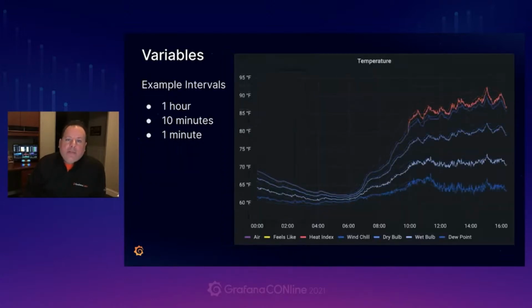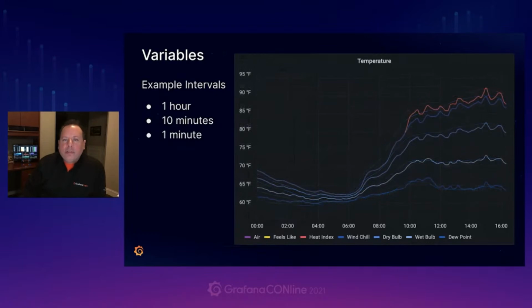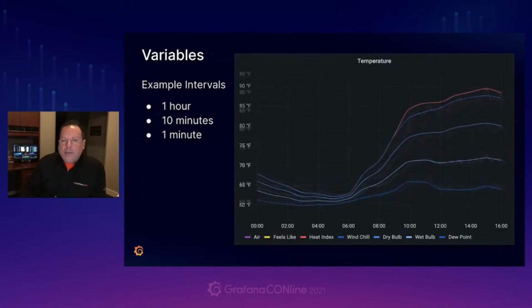I use this kind of interval variable as a way of letting users change the smoothing levels of the data to their own preferences. Here's an example between coarse grain and then blending into fine grain data aggregation for different temperature metrics.